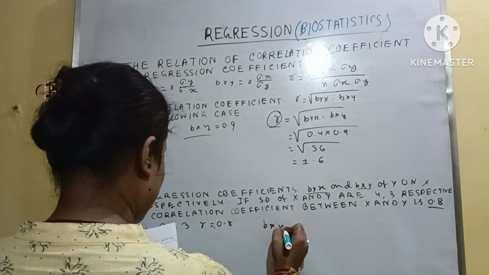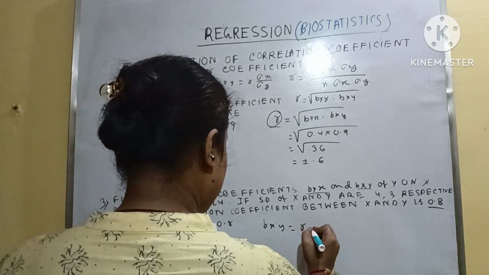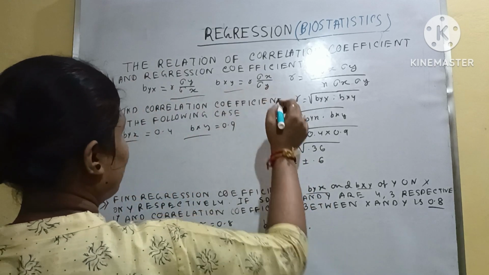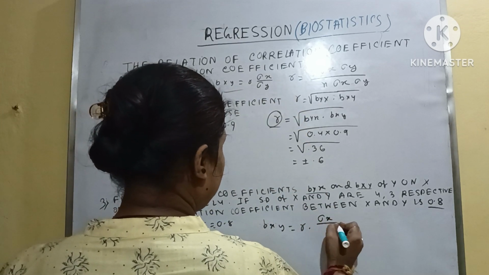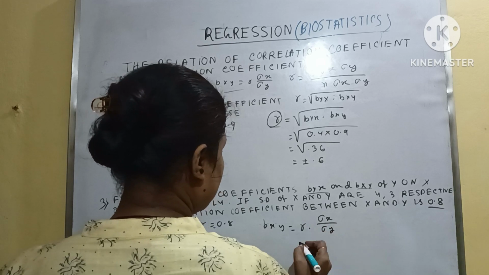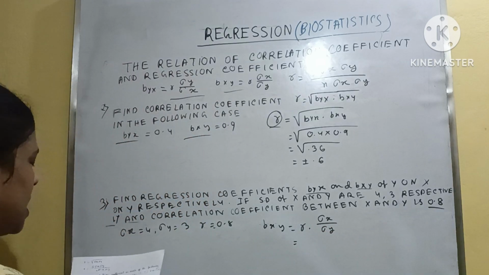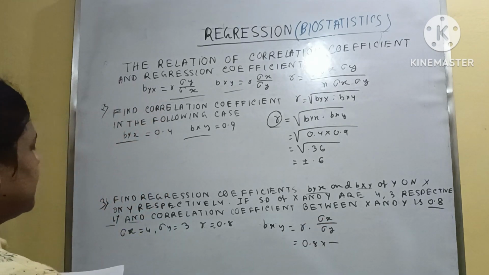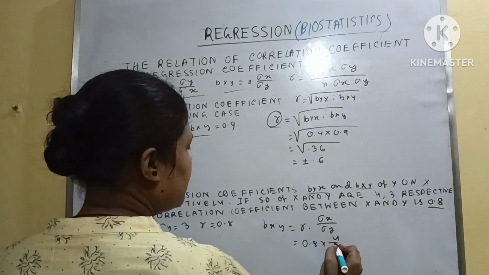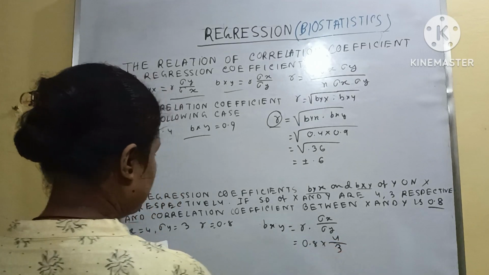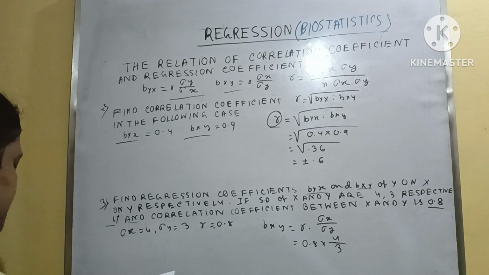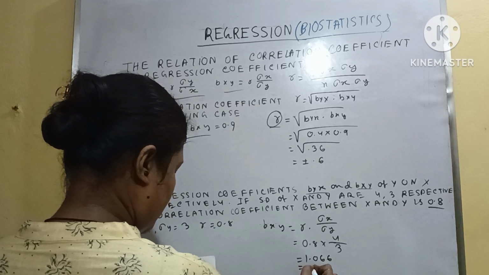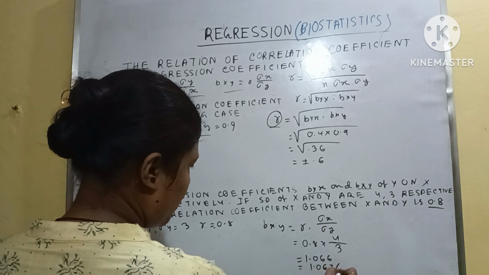So what is the bxy? Bxy equals r into sigma x by sigma y. So here r is 0.8 and sigma x is 4, and sigma y is 3. So the value is 1.066 or 1.067 approx.